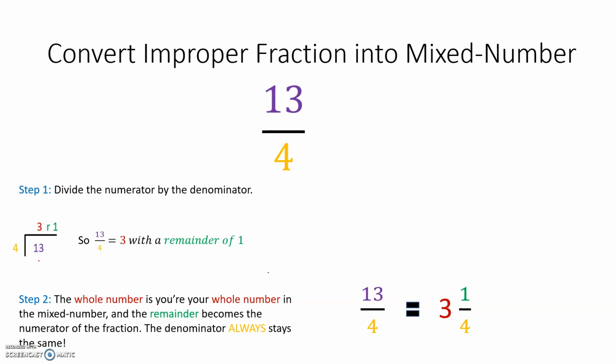So what is that saying? That 3 is my whole. That's going to be the whole part of the mixed number, 3. Now I have a remainder of 1. When you first started learning division, you remember remainders. For example, 3 times 4 is 12, and then I have that 1 left over. So we think of a remainder as a leftover. That remainder is going to be the numerator, and the denominator always stays the same. So 13/4 as a mixed number is 3 1/4.